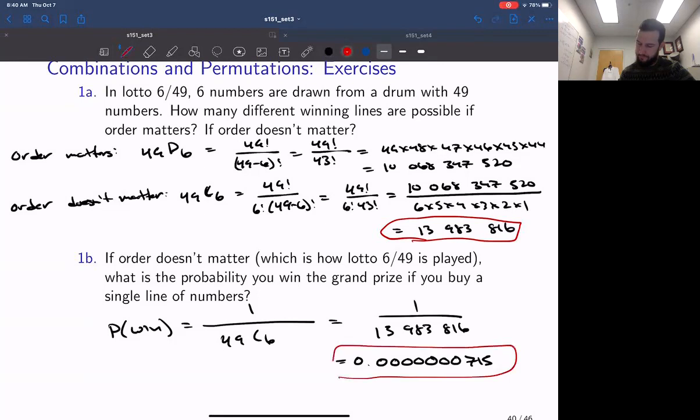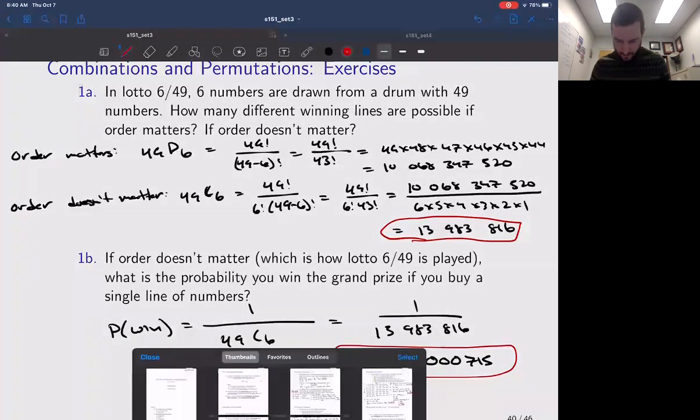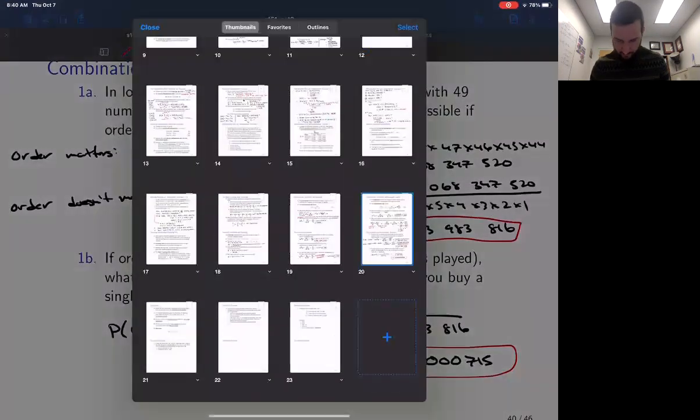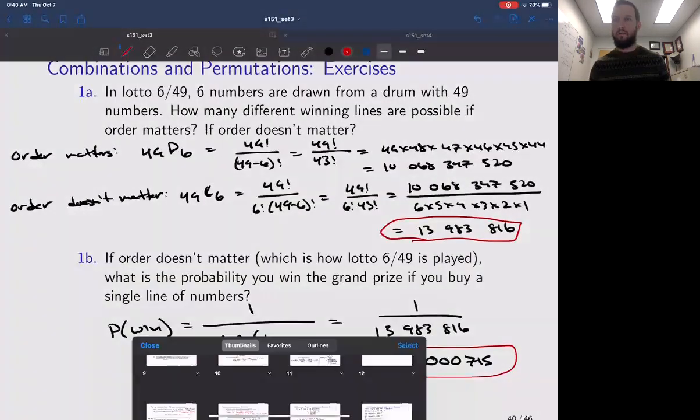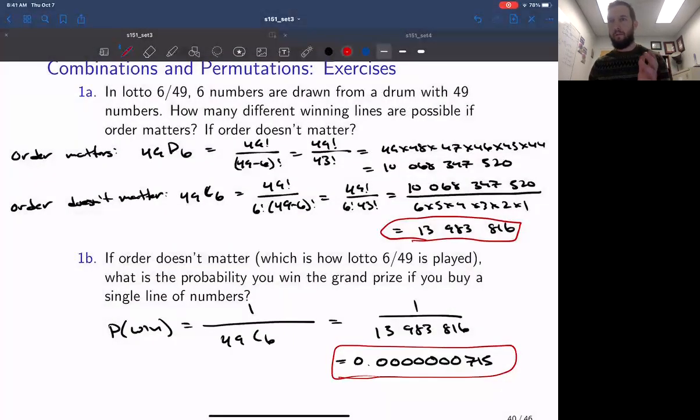All right. So go out and buy your Lotto tickets today. All right, I think that brings us to the end. Okay, does anyone have any questions about the counting rules?